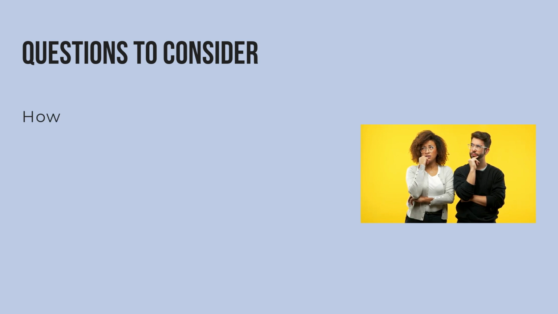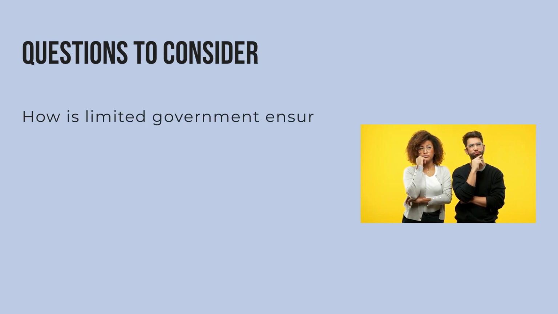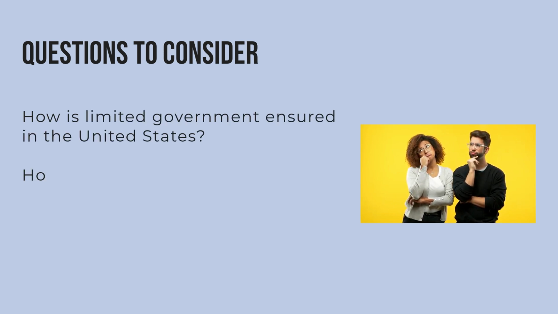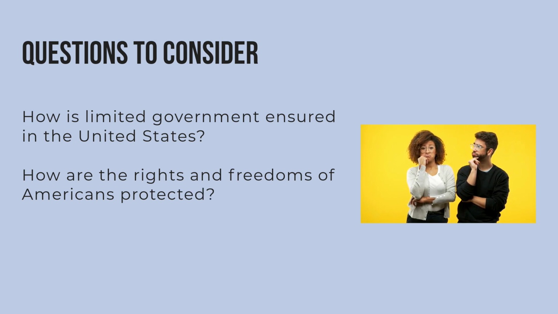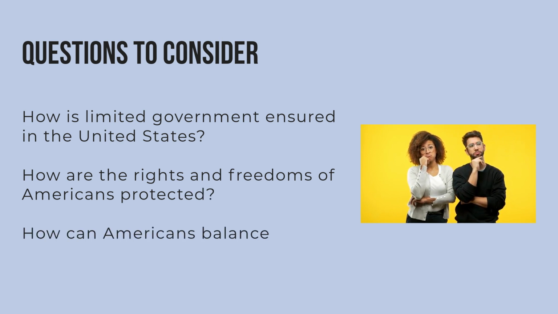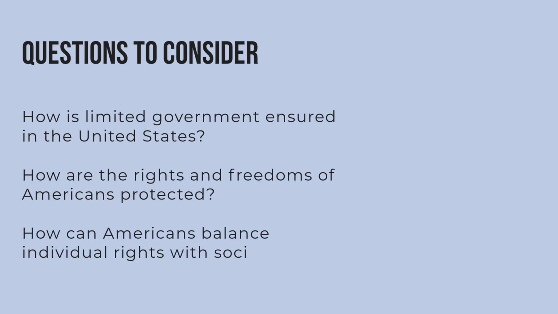As you learn and study the information in this unit, here are some important questions for you to consider. How is limited government ensured in the United States? How are the rights and freedoms of Americans protected? And how can Americans balance individual rights with social rights?